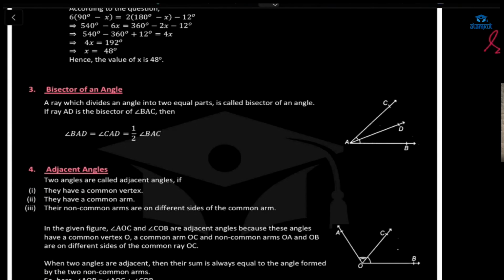What do you mean by the bisector of an angle? A ray which divides an angle into two equal parts. If a ray divides the given angle into two equal parts, then it is called the bisector of the angle. It is bisecting the angle.